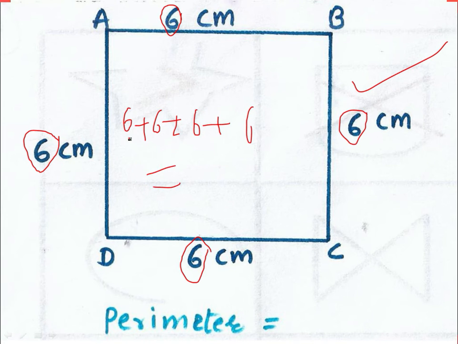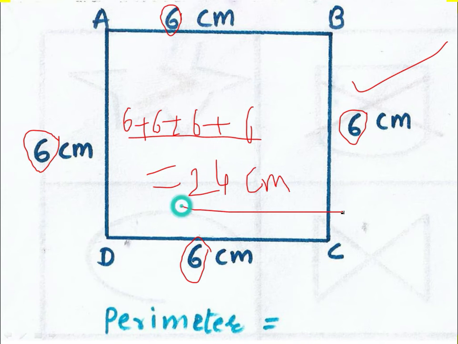So adding all these, 4, 6, you will get 24 centimeter. So this will be the perimeter of this shape, 24 centimeter.